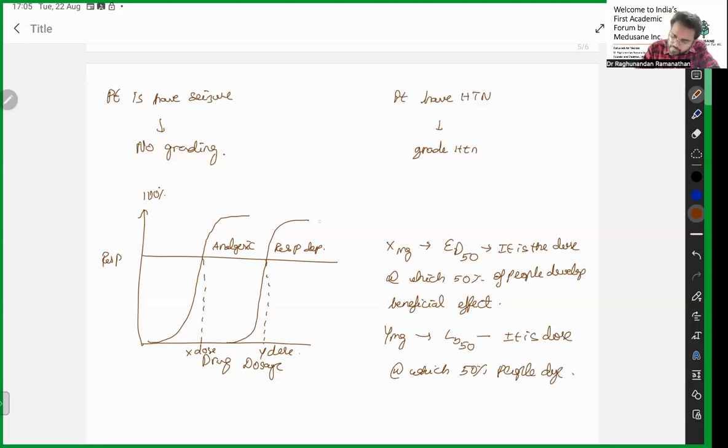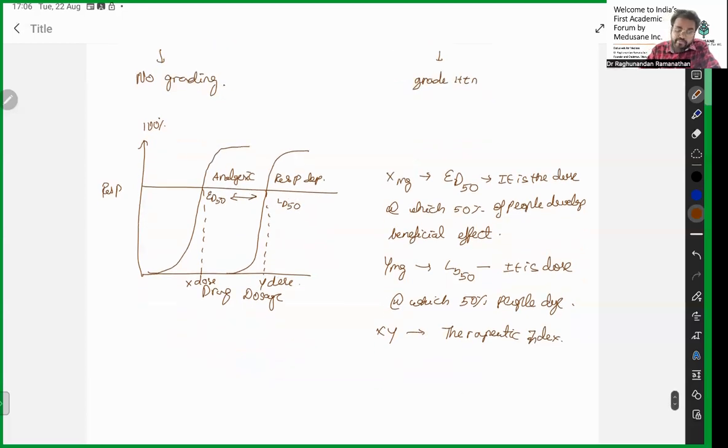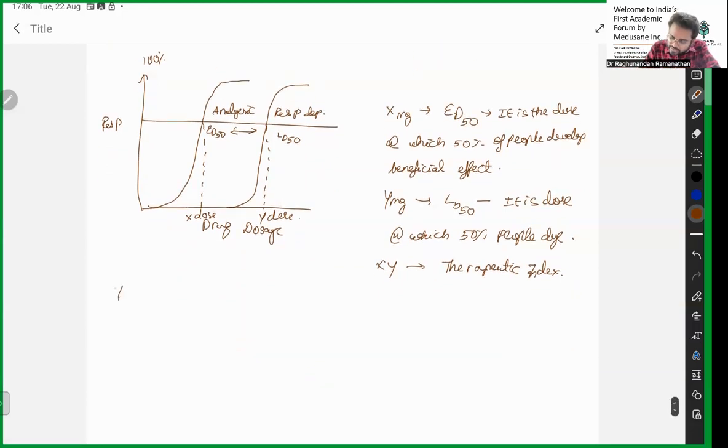Okay, this is your LD50 and this is your ED50. This gap that you see is called your therapeutic index. What is therapeutic index? Can someone tell me? It is the gap lying between your effective range and the lethal range. Now put your heading as therapeutic index. It is nothing but the margin of safety.